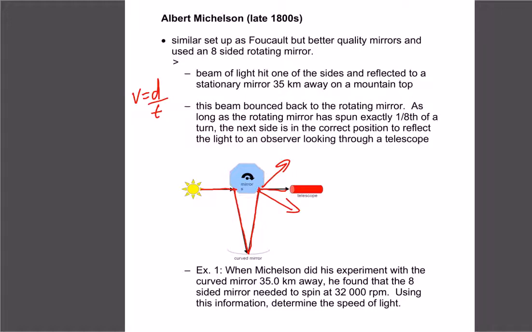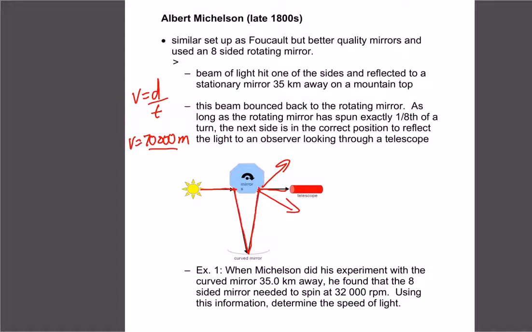So the first thing is, how do we calculate the distance? Well, we're going to assume that the light and the telescope are right near the mirror, so we're basically just going to deal with the distance. So 35 kilometers, but it's going to the curved mirror and then back again, so we actually have a total distance of 70 kilometers, or 70,000 meters. So that's going to be our distance. Now we just got to figure out the time.